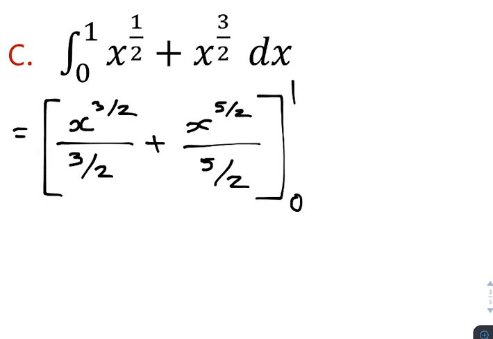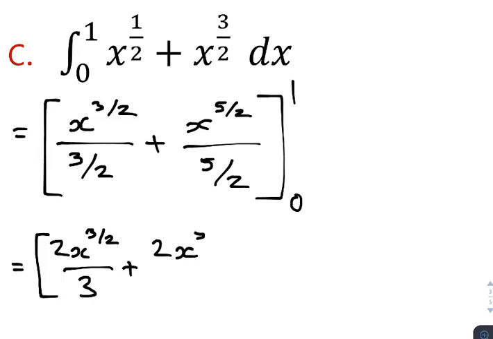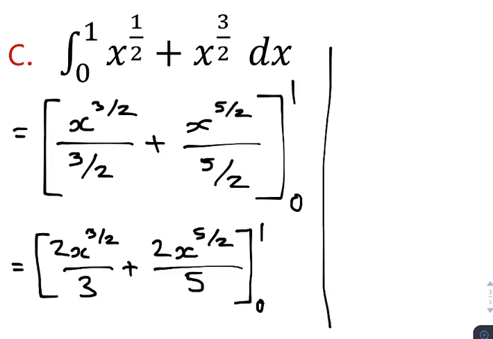Now this is not nice. Because we're just after an area, you could technically do a straight substitution at this point. So you can substitute 1 in here, 1 in here, minus 0 in here, 0 in here. That would work. I'm going to choose to simplify this a bit more first. So we're going to flip those fractions. We get x to the power of 3 halves with 2/3 as the fraction, and then 2x to the power of 5 halves with 5 on the bottom of the fraction. Still between 1 and 0.